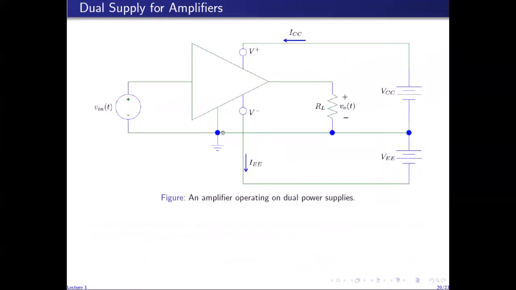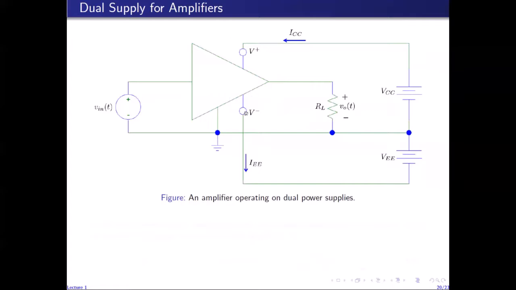This is the common terminal of the circuit. So the voltage at this node with respect to this node is VCC, which means that this node of the amplifier is at a voltage of VCC with respect to ground. Whereas the voltage of this node with respect to this node is VEE, or the voltage of this node with respect to this node is minus VEE.